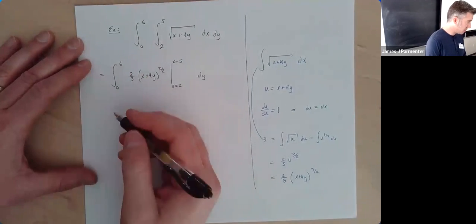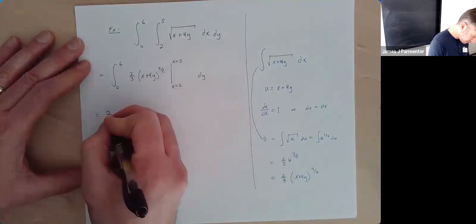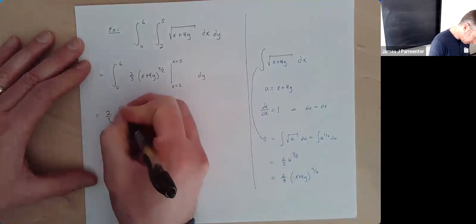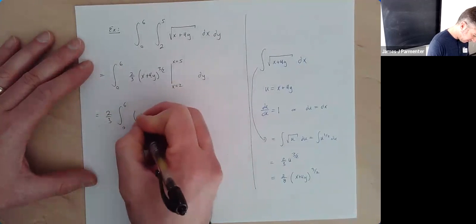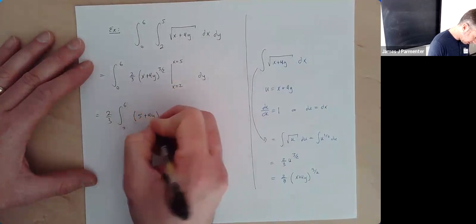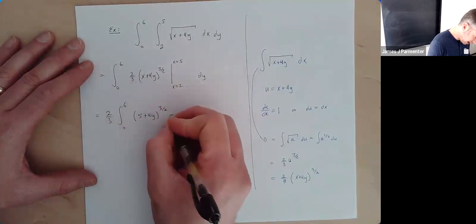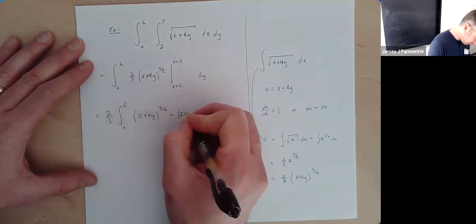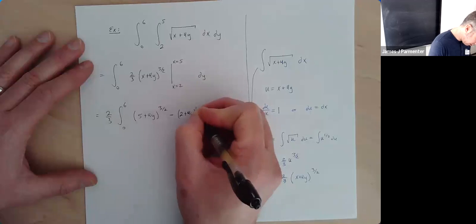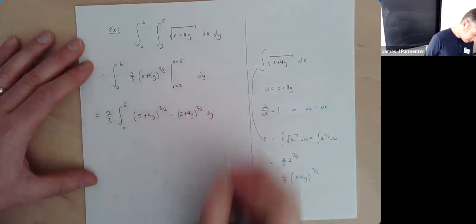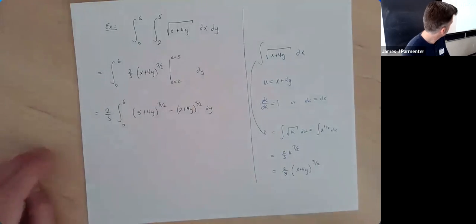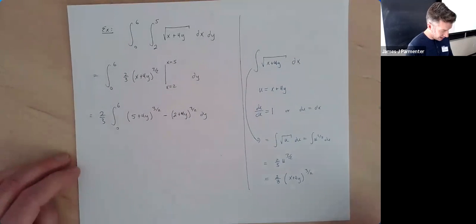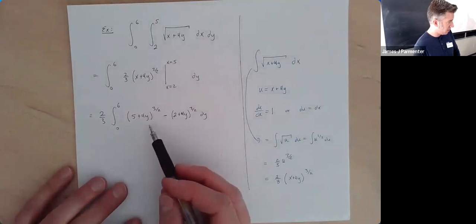I would pull out the 2/3 as a constant. And now we're just going to plug in the 5 for the x and the 2 for the x. So we're going to get (5 + 4y)^(3/2) minus (2 + 4y)^(3/2). But you can't put those together in any meaningful way. So then I would say you can do another u substitution if you wanted to.